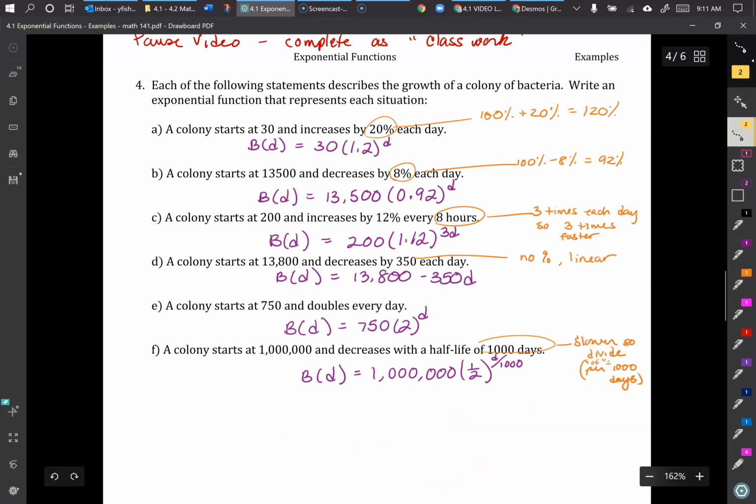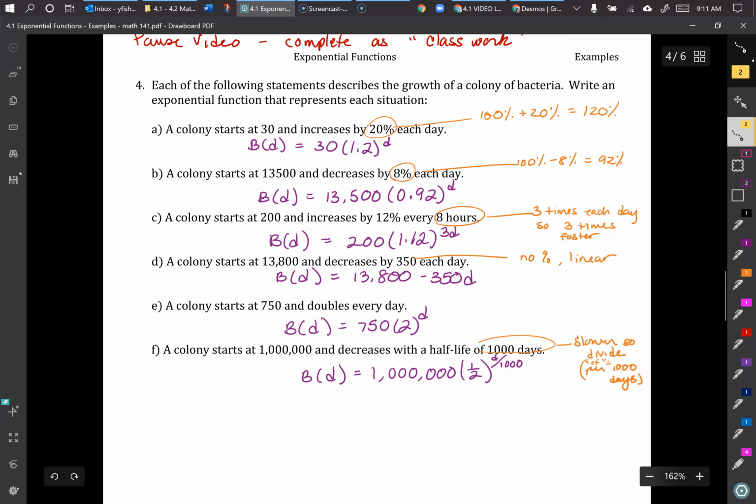So here are the remaining answers. So C, we started at 200, increase by 12%. Now that's pretty standard, but every 8 hours, that means it's 3 times in each 24-hour day that's happening. So that's 3 times faster, right? So we're going to multiply. That's just even getting bigger faster. So think of that curve is going to go up even faster. And then this one was your trick one to see if you notice it's linear. It's 350 each day. It's not a percentage, so it's just linear. So watch for that. You'll have some of these in the paper homework too.